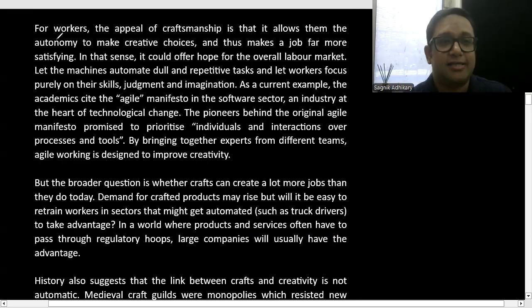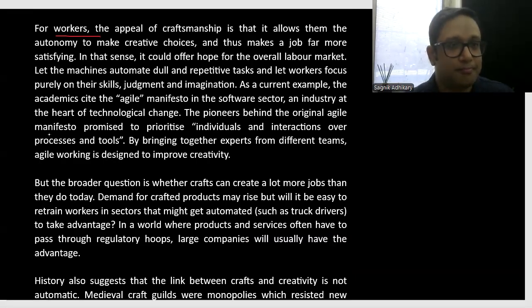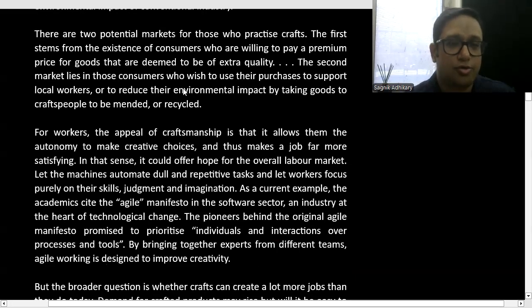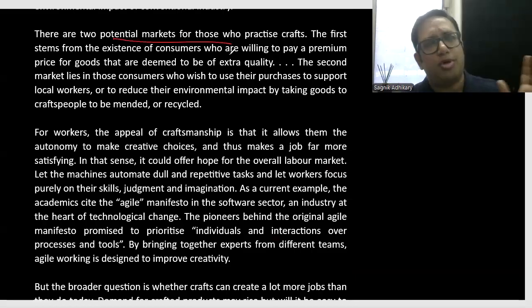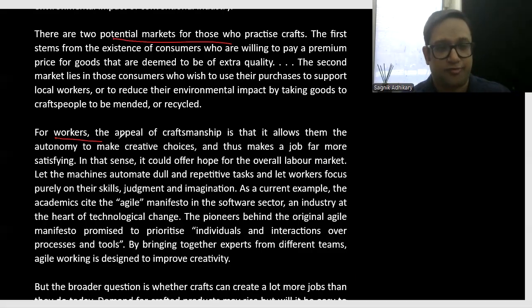The fifth paragraph says, for workers, the appeal of, just a moment. So we've seen how the fourth paragraph talks about the two potential markets. So this is the importance of crafts, or the significance or application of crafts, from a buyer's point of view. Then we see it from a worker's point of view. For workers, the appeal of craftsmanship is that it allows them the autonomy to make creative choices and thus makes a job far more satisfying.